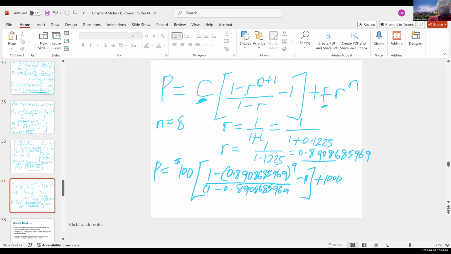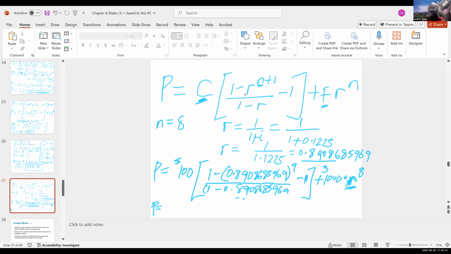Plus the face value, which is $1,000, given in the problem, times R to the power 8. So R again is this ugly number. I just ran out of room. So it's 1,000 times 0.890868585969, close bracket, raised to the power 8. I can do this in one line of programming. But if you're doing it for the first time, you can first get this part, then add it to this part. But you can do it in one line.